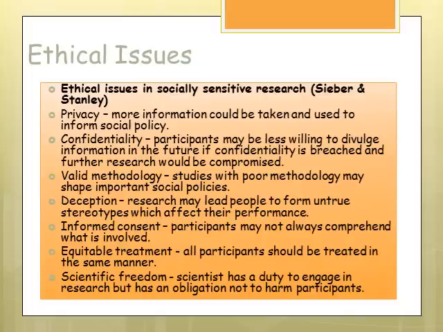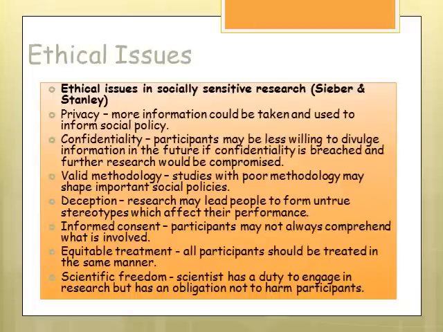Ethical issues then in socially sensitive research. So privacy. More information could be taken and used to inform social policy. Confidentiality. Participants may be less willing to divulge information in the future if confidentiality is breached, and further research would be compromised. Valid methodology. Studies with poor methodology may shape important social policies. Deception. Research may lead people to form untrue stereotypes. Informed consent. Participants may not always comprehend what is involved in the research.